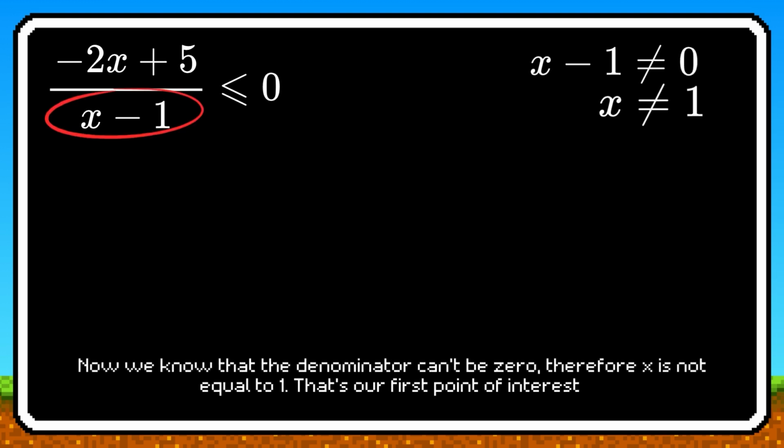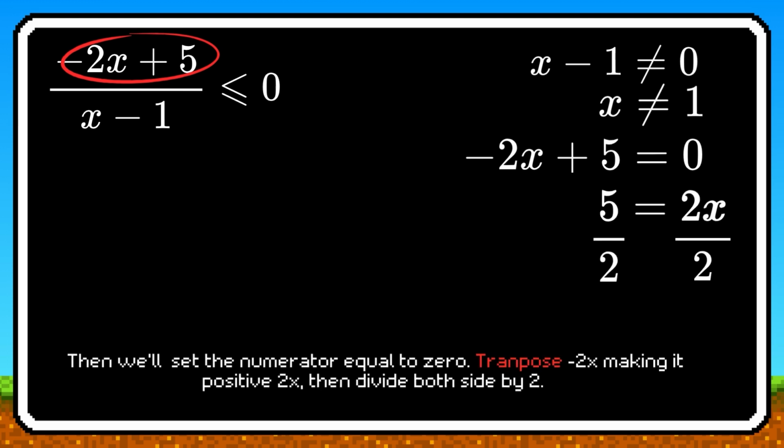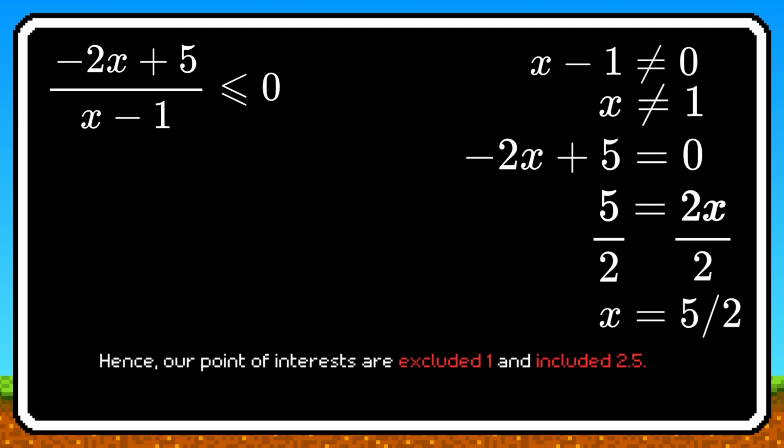Now we know that the denominator can't be 0, therefore x is not equal to 1. That's our first point of interest. Then we'll set the numerator equal to 0. Transpose negative 2x, making it positive 2x, then divide both sides by 2. It will give us x is equal to 5 over 2, or just 2.5. Hence, our points of interest are excluded 1 and included 2.5.